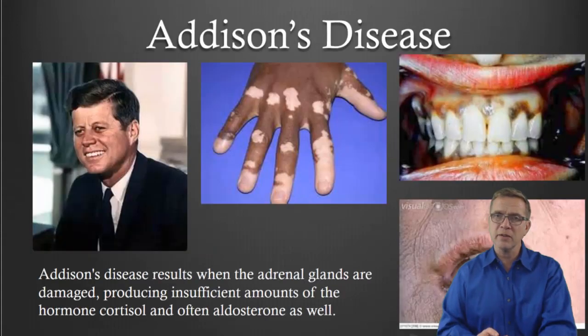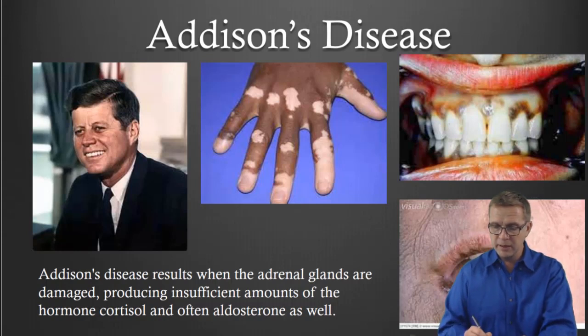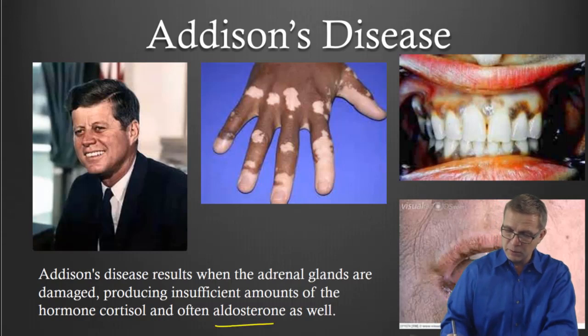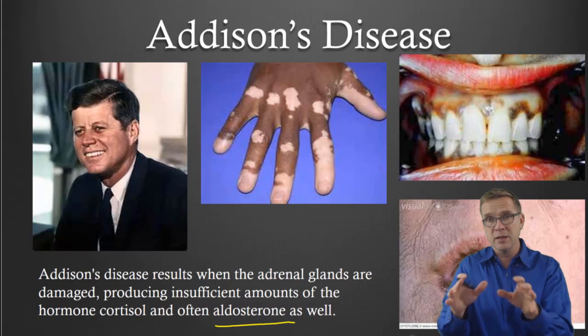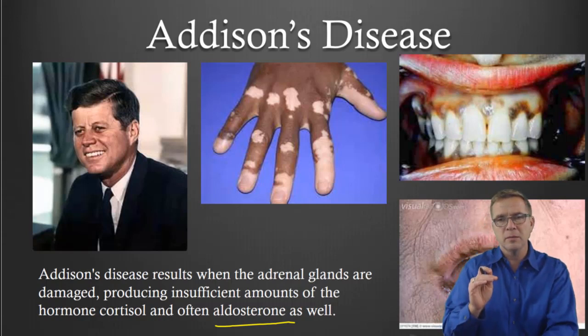So that's Cushing's. Now let's talk about Addison's disease. And actually, President Kennedy was a person who had Addison's disease. In this case, the adrenal glands themselves are damaged, which means we have hyposecretion of cortisol and even aldosterone. Remember, that's the other one in the adrenal cortex. The adrenal cortex has 3 layers. And I said as far as the hormones, it's salt, sugar, and sex.